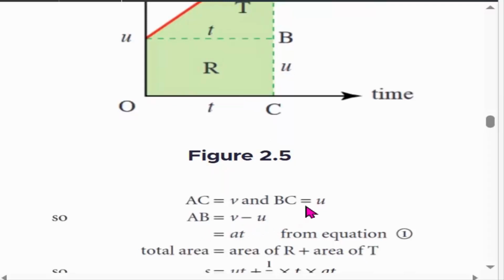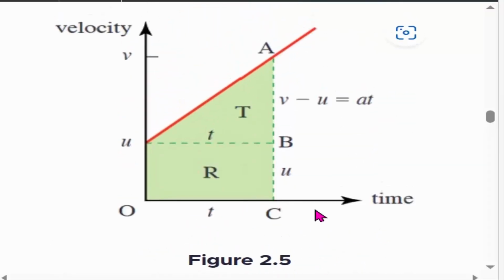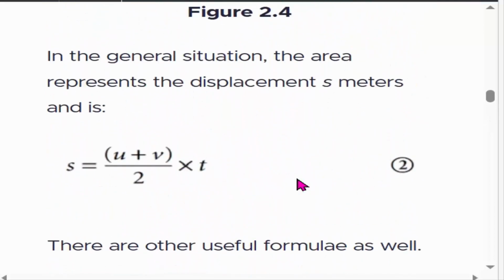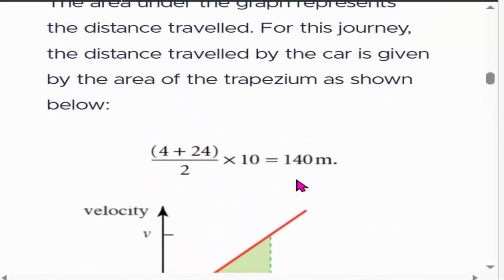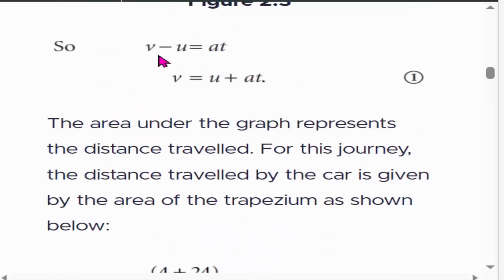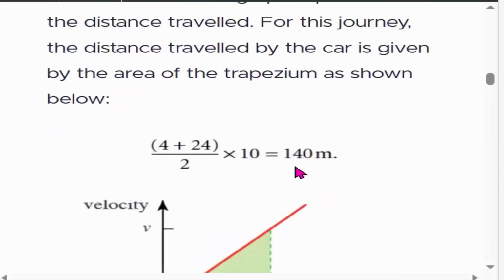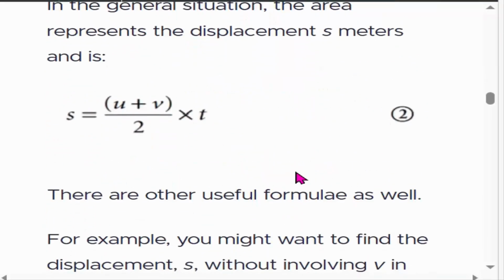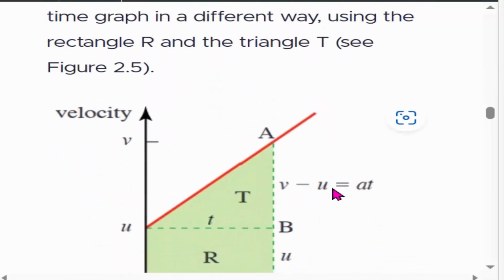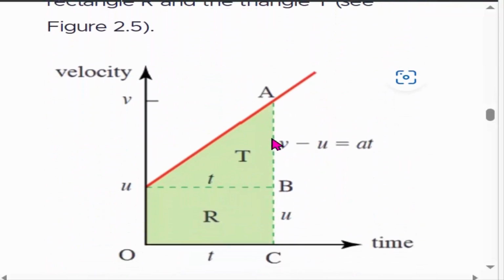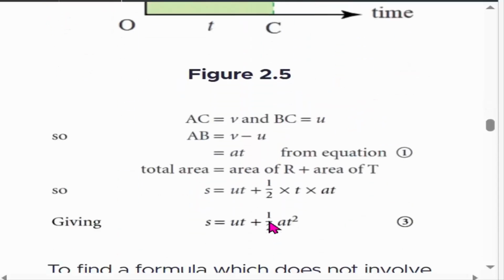From equation 1, what we know is that v minus u equals at. We showed it here, v minus u equals at. So we can replace v minus u with at here. That's what we did here. Therefore, we can calculate the area of this triangle without involving v, because we have v minus u equal to at.